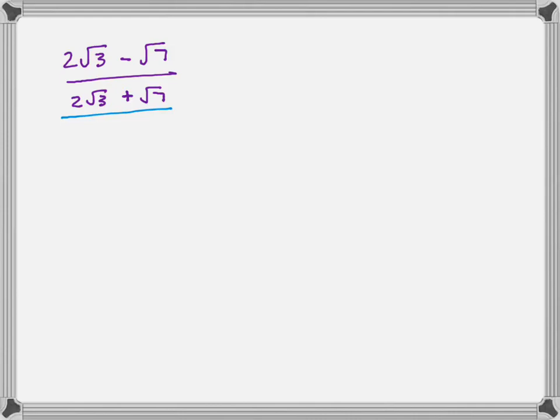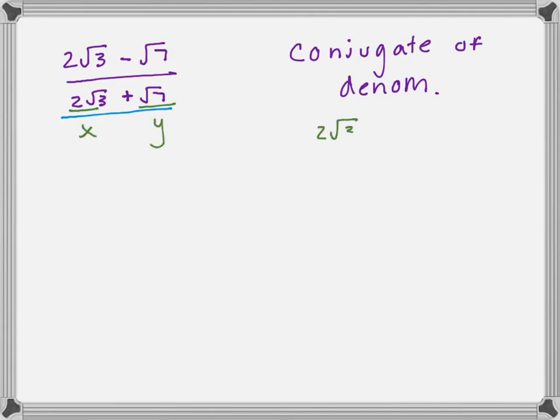So when we look at a conjugate, we're going to be looking at the conjugate of the denominator. So if we want to look at the conjugate, we need to have the x and the y. So this is essentially x and y. We're going to keep those the same, 2 root 3 and root 7. But instead of keeping this plus sign here, we're going to make a minus sign. So this is our conjugate of the denominator. This is what we're going to be multiplying by, and when we multiply by it, you'll see it's going to simplify out really nicely.